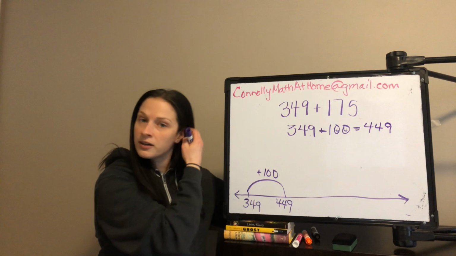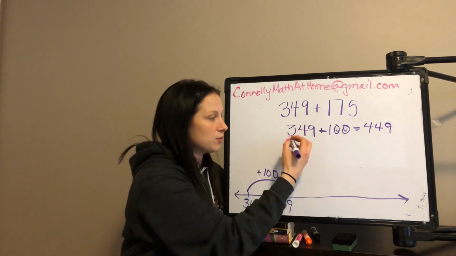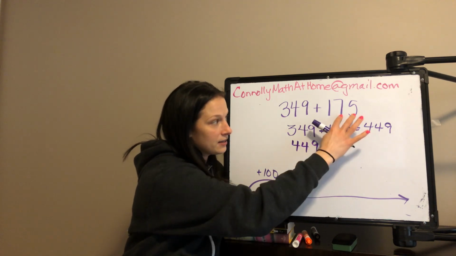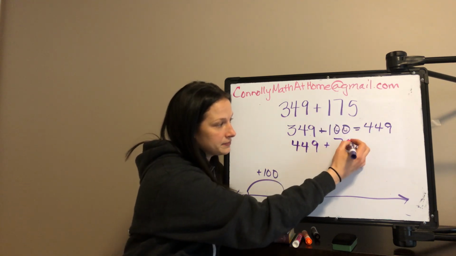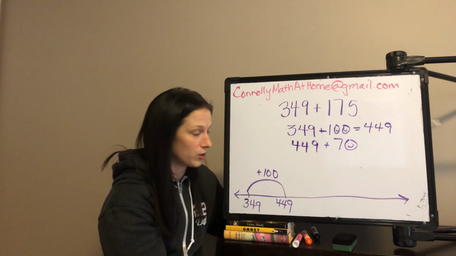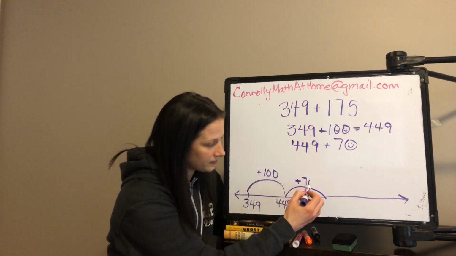So from there, we are going to add the tens place. We were at 449. We're going to add the 7 groups of 10. Again, another number that we like to work with. What it looks like on the number line is a jump of 70.